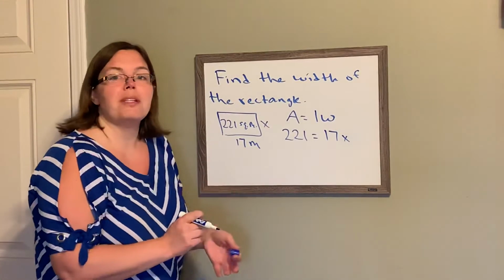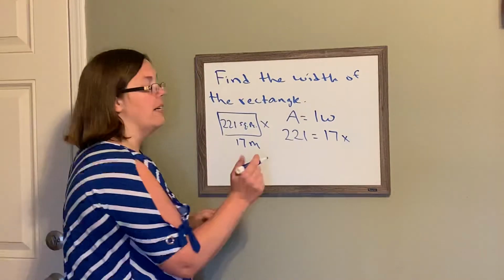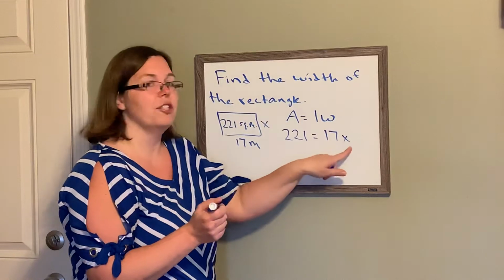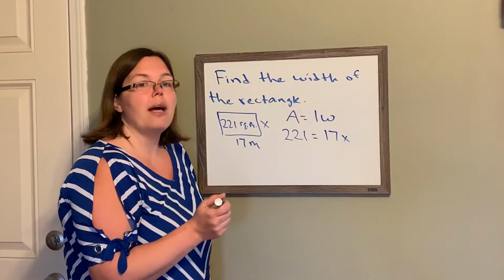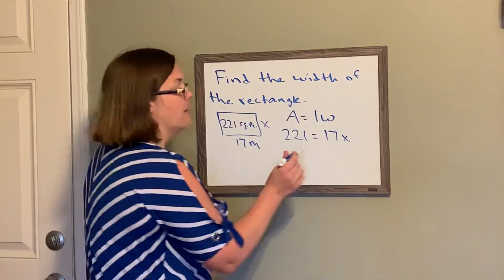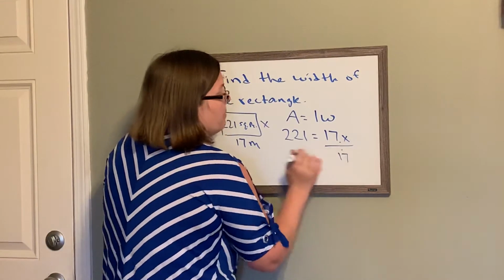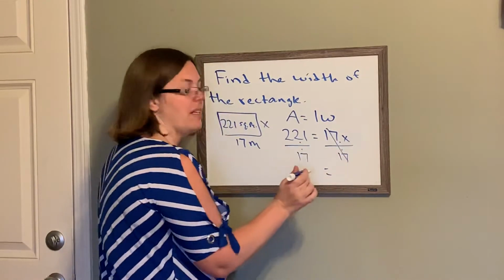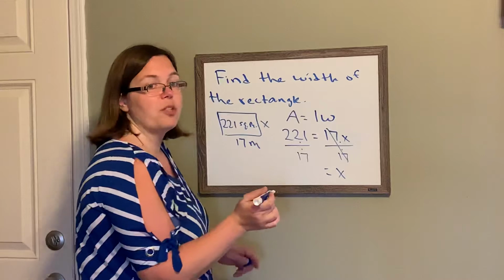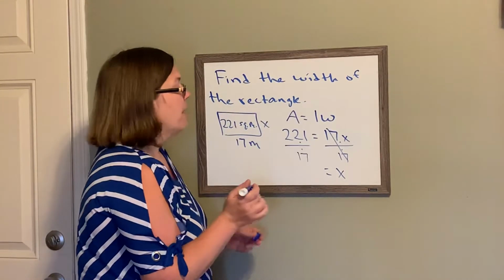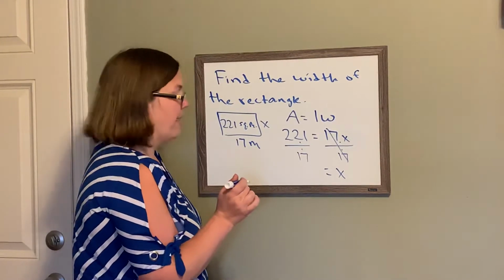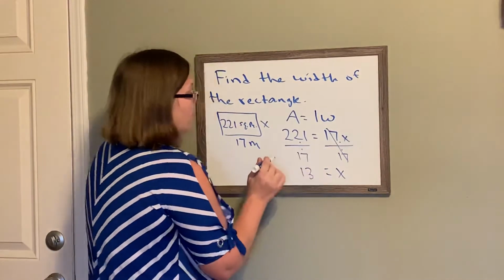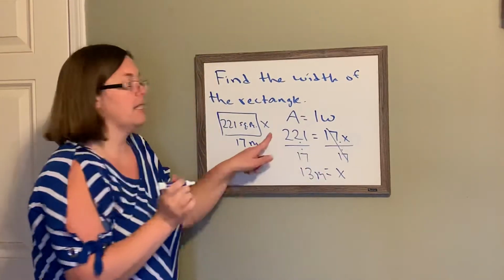So we know when we're doing one-step equations, to solve for the missing side, we have to do the opposite or the inverse. When the numbers are right next to each other, that means they're being multiplied. So the opposite of multiply is to divide. So we're going to divide both sides by 17. I'm left with X here because 17 divided by 17 gives me 1, which is what I'm trying to do, isolate that variable. And then I have 221 divided by 17, and when I put that in my calculator, I get 13. Of course, it's 13 meters because it's a missing side.